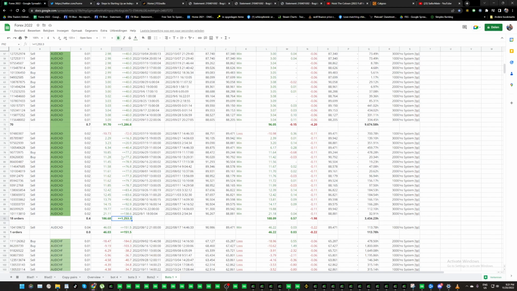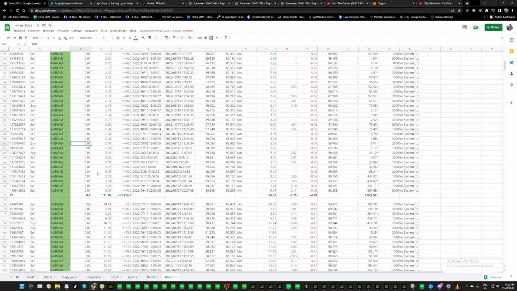So the idea was to basically calculate all of these profits based upon the lot sizes and then see which one did good and bad. And the idea is to basically start copying the 0.02 lots and maybe even the 0.01 lots in case we have a positive result.